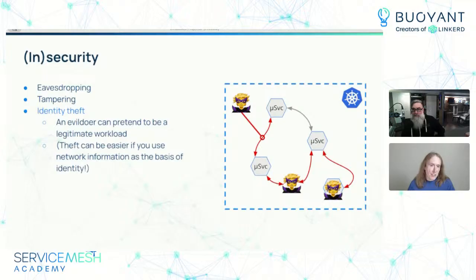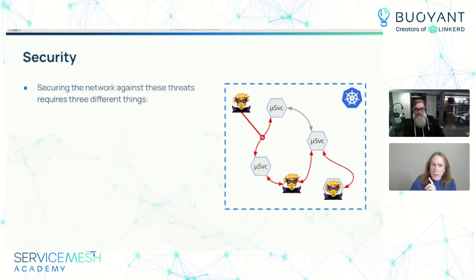Finally, we have identity theft, where the evildoer pretends to be a legitimate workload. A lot of meshes and a lot of network security systems out there use things about the network, like your IP address, as the basis or part of the basis for identity of a workload. This particular attack, identity theft, gets much, much easier in those worlds in general. Foreshadowing. That's why Linkerd doesn't do that. Securing the network. You need something different for each of these three attacks.